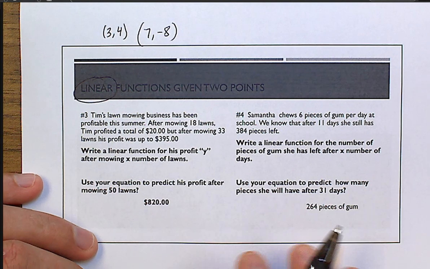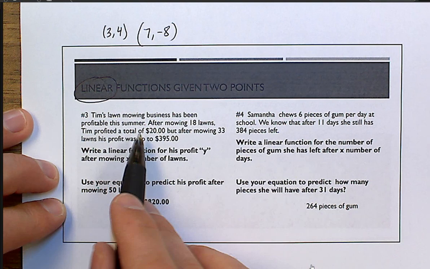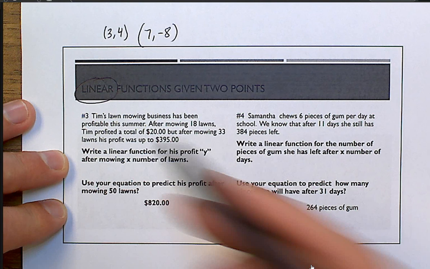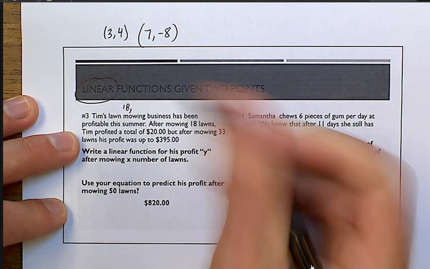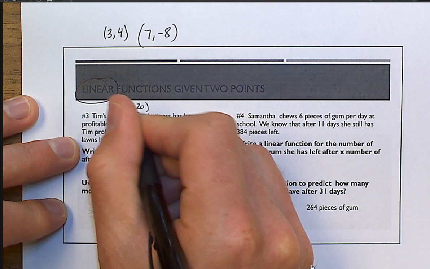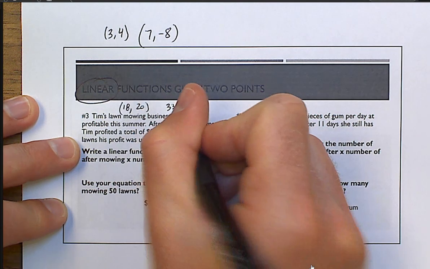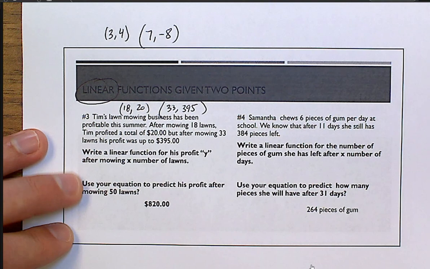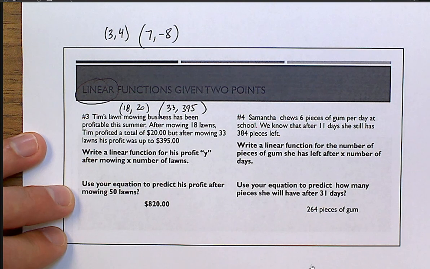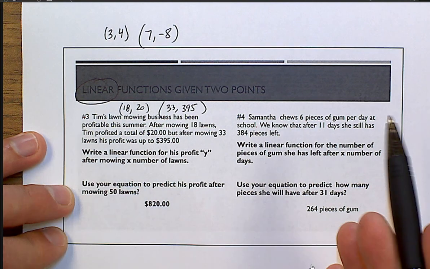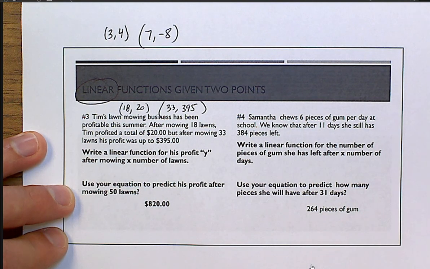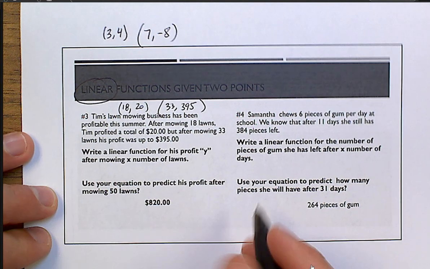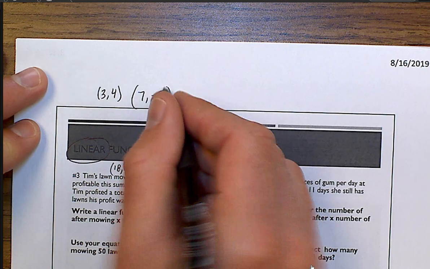And so the first thing I want to do on this problem is take out the 2 points from this problem. So I have 18 lawns, and he made $20, and then 33 lawns, he made $395. Okay? So there's my 2 points. Now, again, in my head, I'm thinking if I want to write a linear equation, y equals mx plus b, I need a rate. I need to figure out what he's making per lawn. So from these 2 points, I need to find the slope. Do you remember how to find the slope? I'm going to cross this out since I'm not using those, not to confuse you.